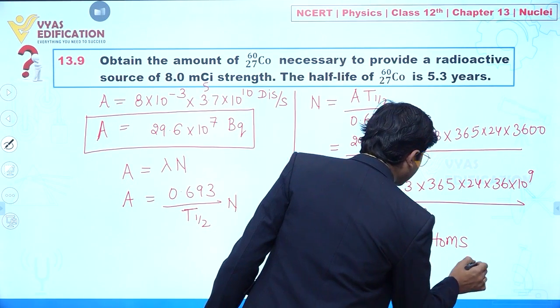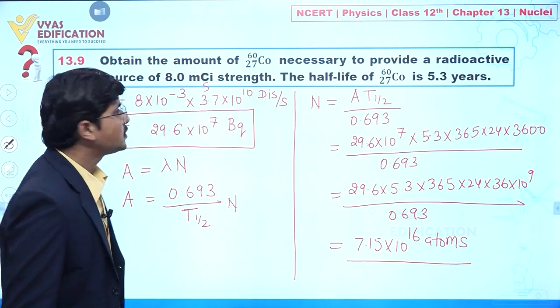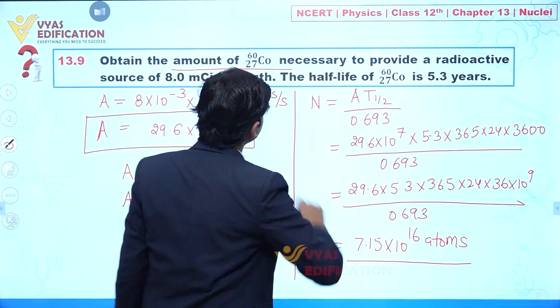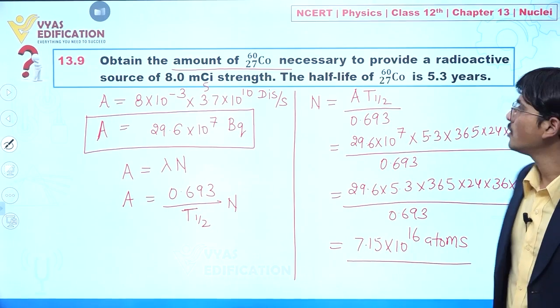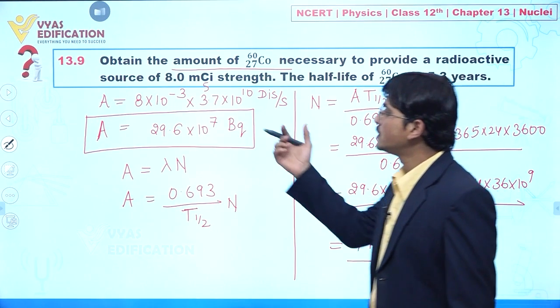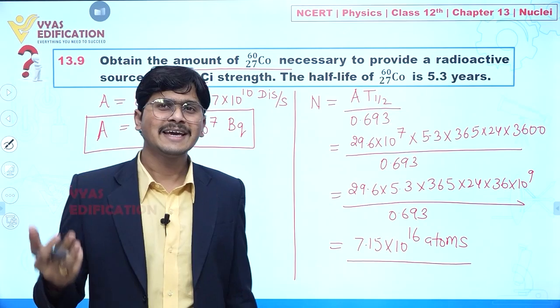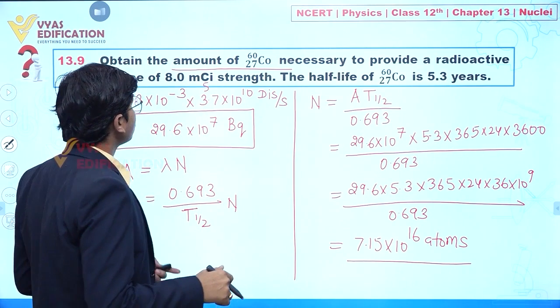Clear? Now listen carefully, what is our objective? Objective is to find the amount of cobalt-60 to provide a radioactivity of this strength. Clear? Now how can I calculate? Clear? So very simple calculation we have.